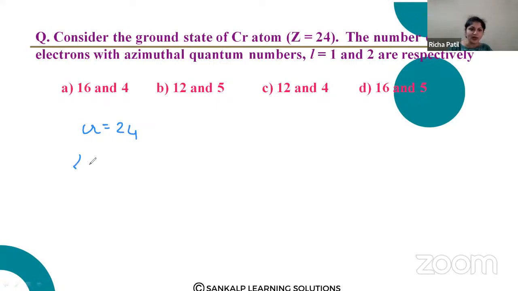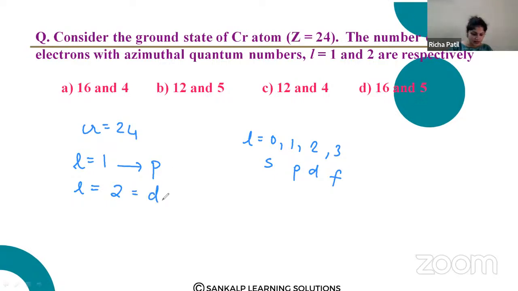So L equal to 1 means what? L equals 0, 1, 2, 3. You write it as S, P, D, F. So L equal to 1 means it is P. Right? So it is a P subshell. Okay, P subshell. Then another condition is L equal to 2, which means it is D. Right? It is D.